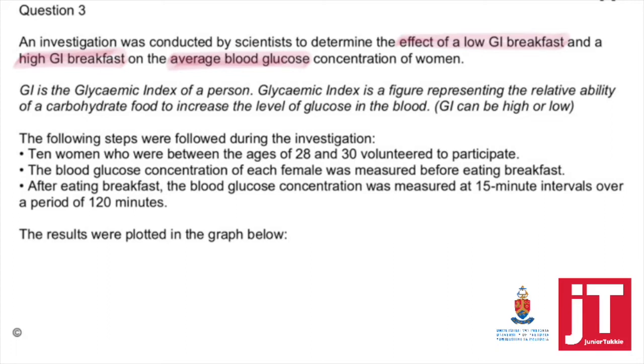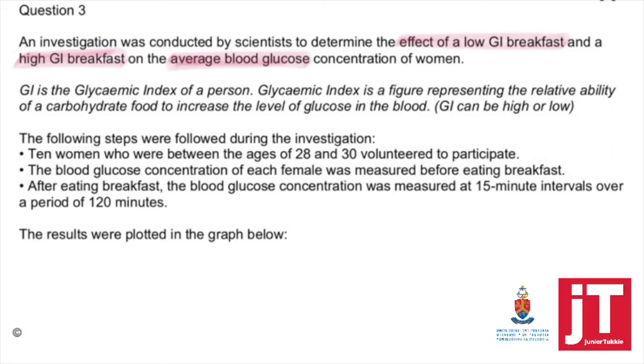So the first thing with regards to question 3 is we need to get context. We need to make sure that we fully understand what this question is asking us and the parameters that we are dealing with within this investigation. So this is an investigation that was conducted by scientists, and we see here that this was to determine the effect of a low GI breakfast and a high GI breakfast on the average blood glucose concentration of women.